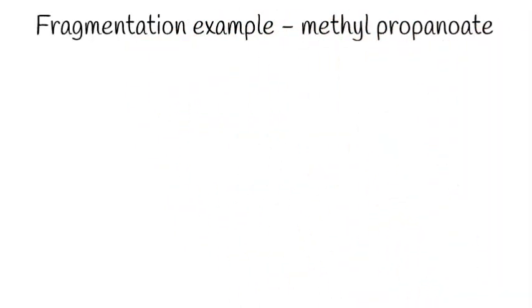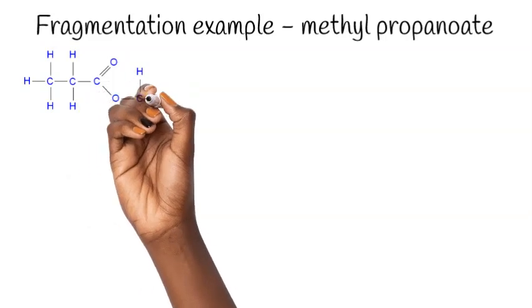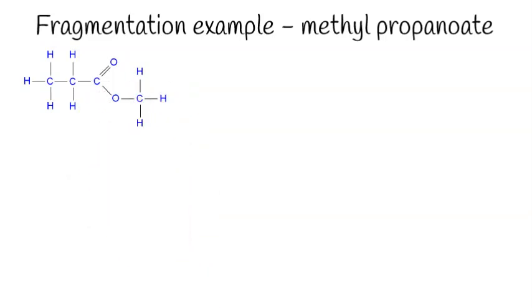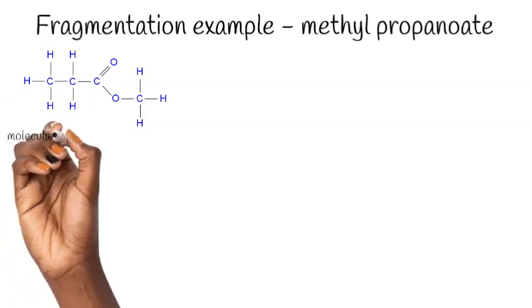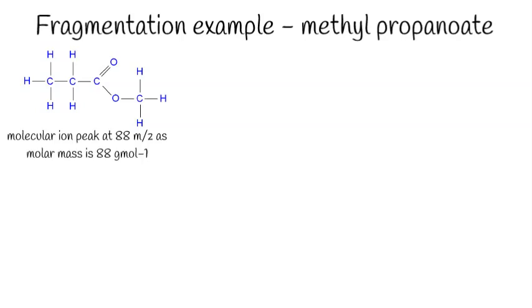So to explain fragmentation, I'm going to use methylpropanoate for the example. So make sure you're familiar with esters. Here's the structure of methylpropanoate. On our mass spec, the peak at the furthest right should be at 88 m/z, as the molar mass of methylpropanoate is 88 grams per mole.